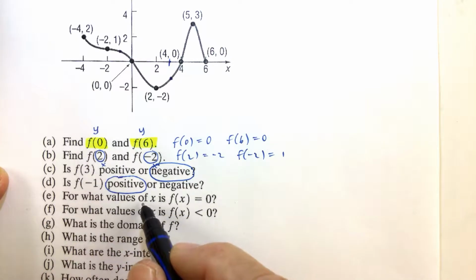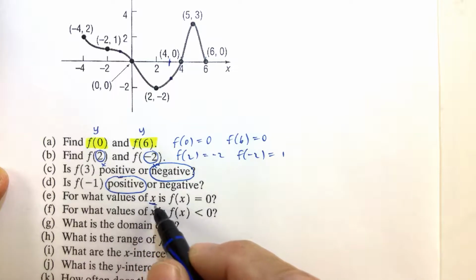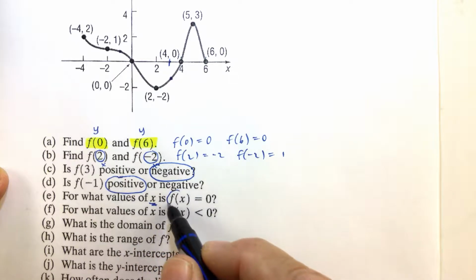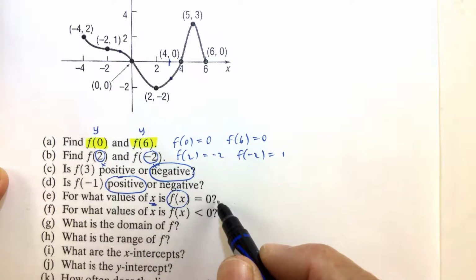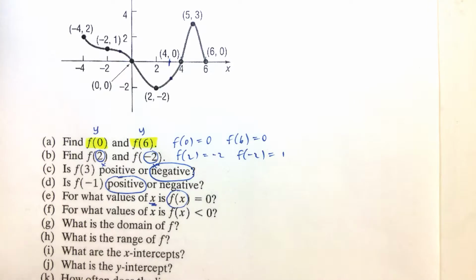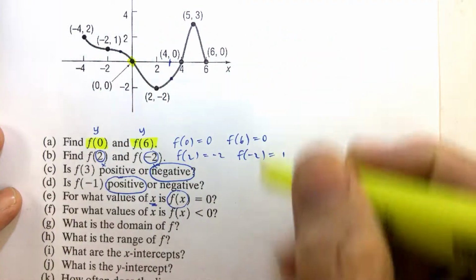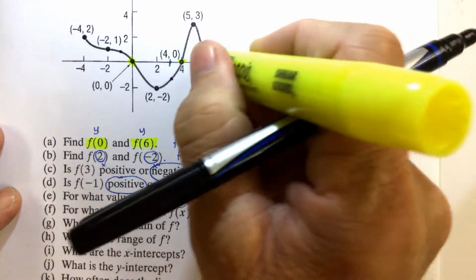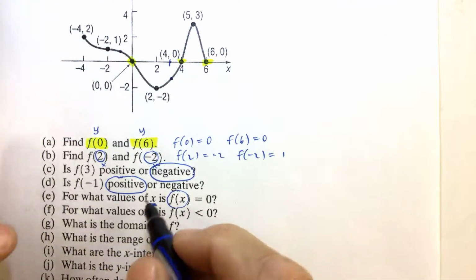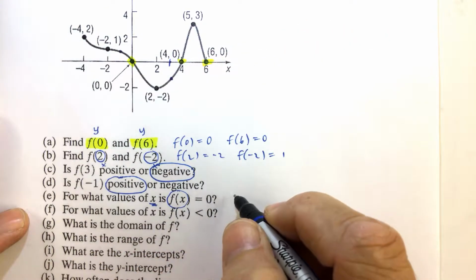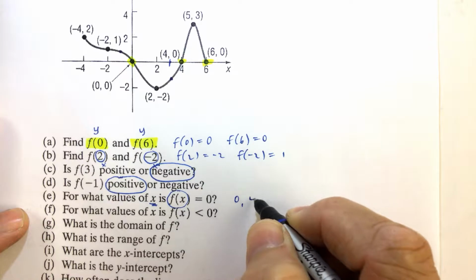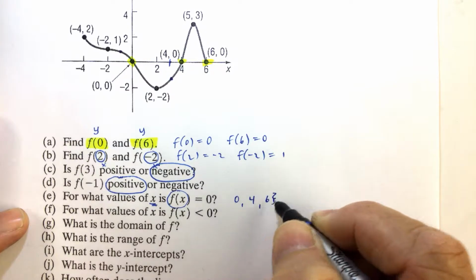For what values of x, so we're looking for the x values, is f of x equal to 0? So these are the x-intercepts. Where is f of x equal to 0? Well, we see that the graph crosses the x-axis at (0, 0), (4, 0), and (6, 0). The values of x in those locations are 0, 4, and 6.